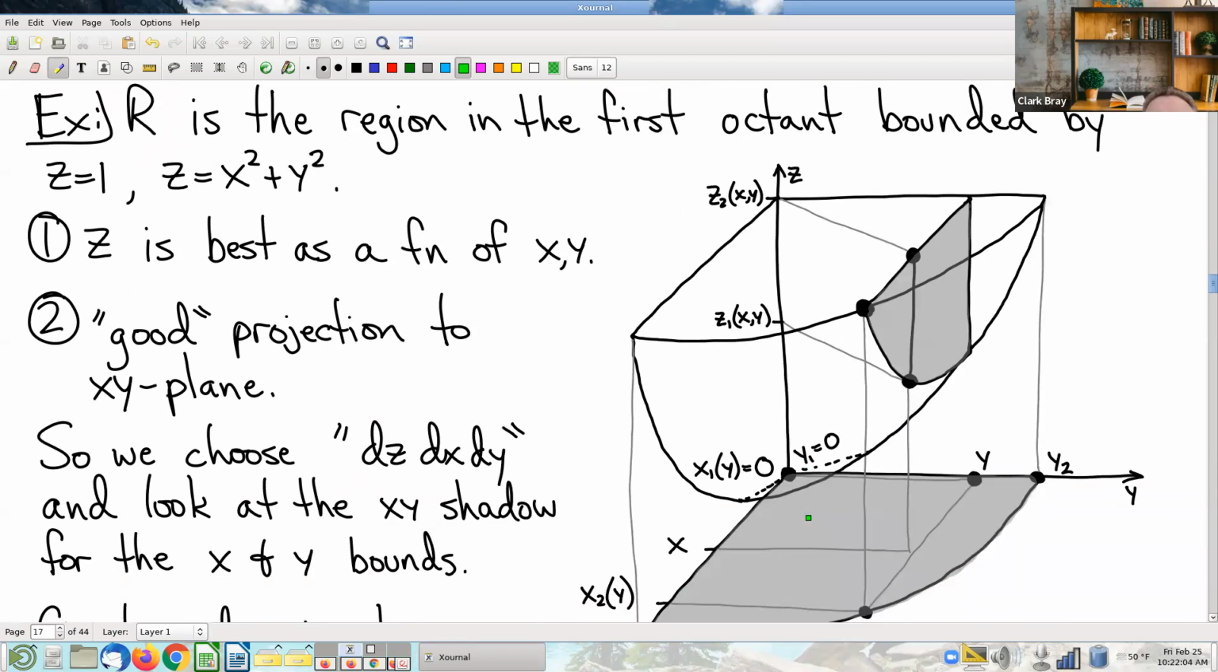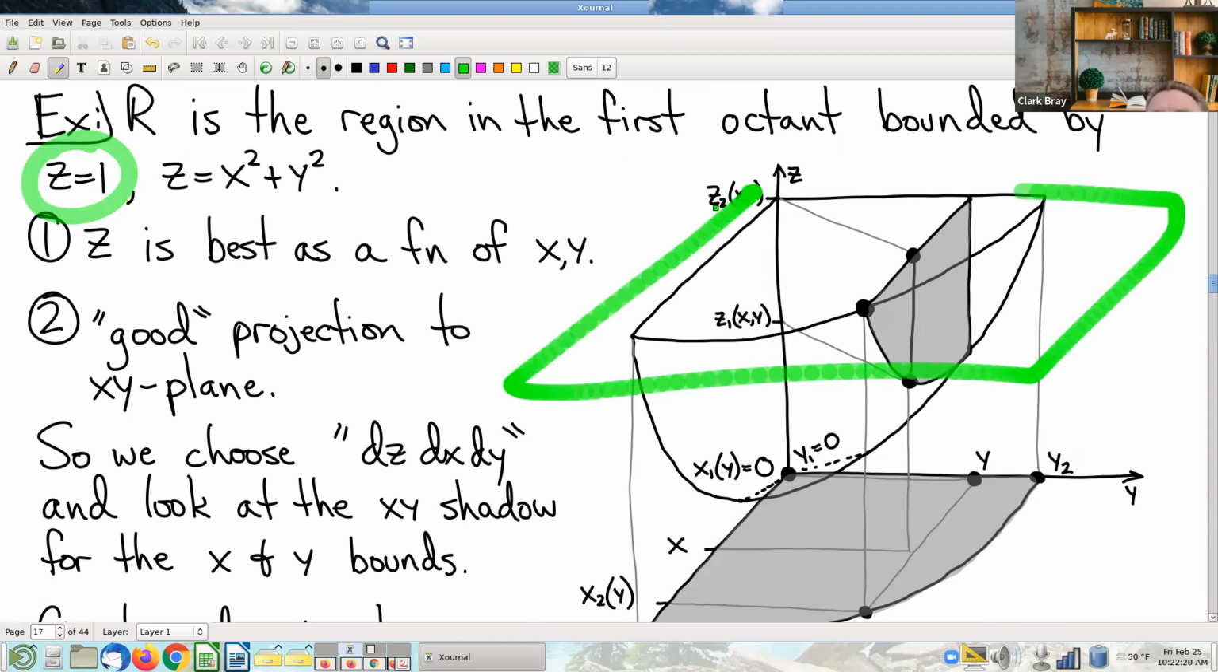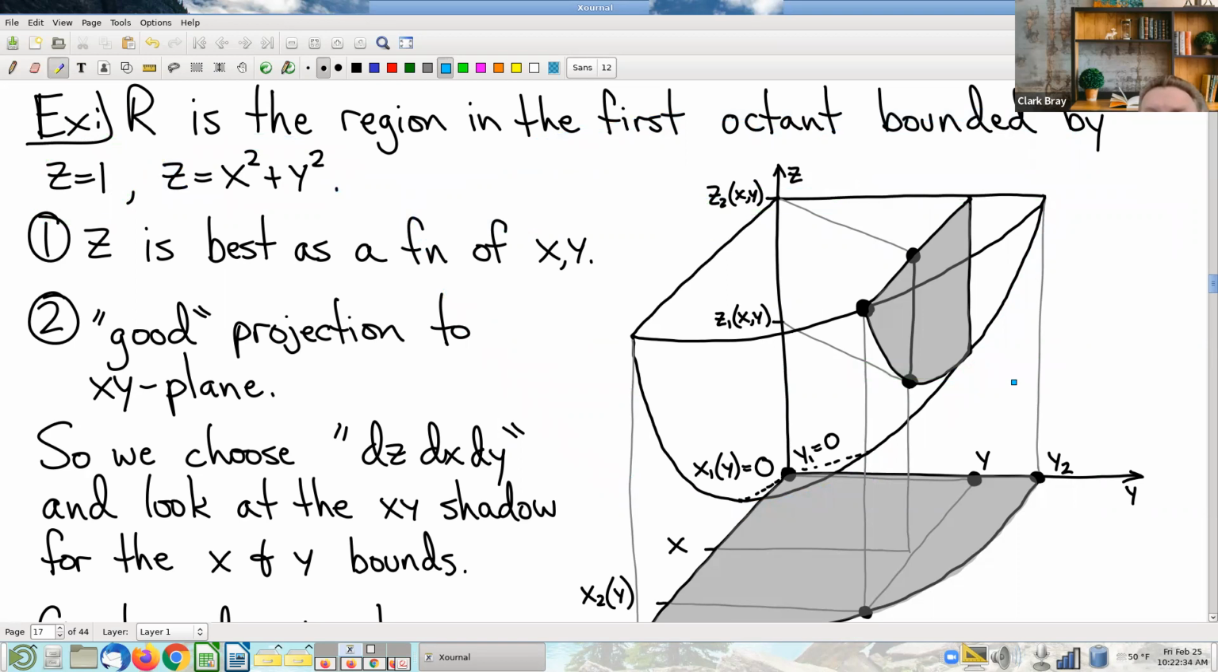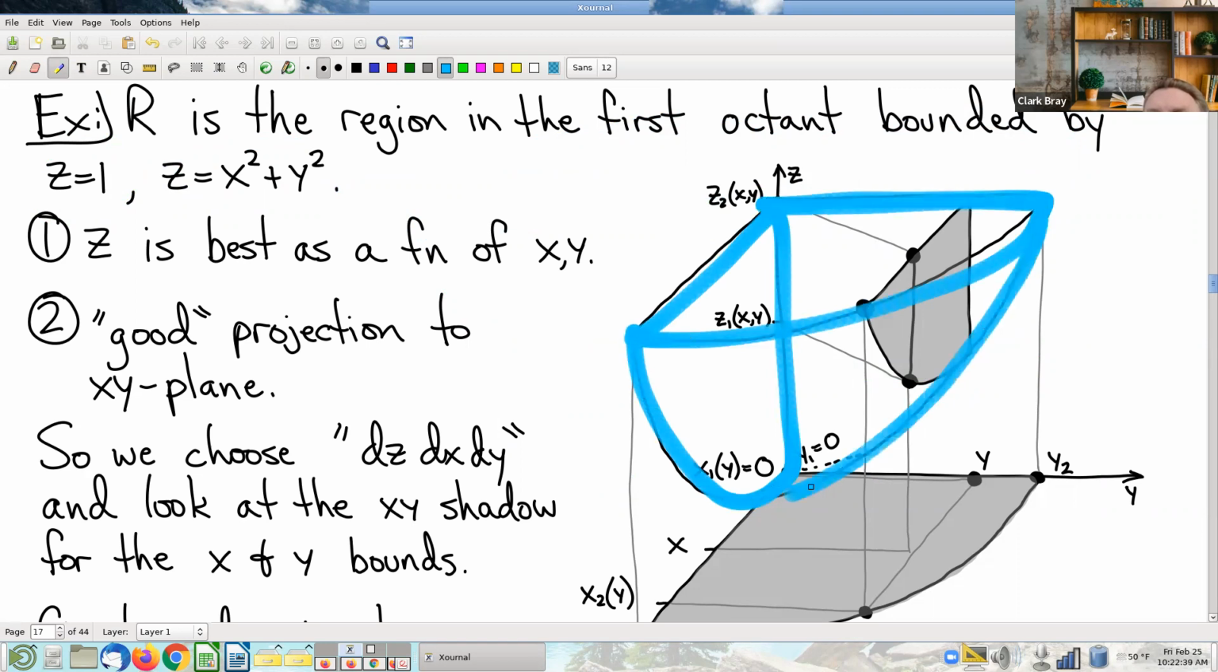We're going to look at a region, the region in the first octant, right? So we're going to look just in the part where x, y, and z are all non-negative, bounded by these two surfaces, z equals 1, and this paraboloid, like that. And if you look at how these intersect and look at the part in the first octant, you get this solid here, which is a real artistic challenge to draw, by the way.